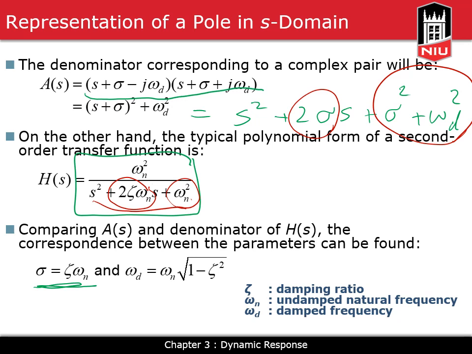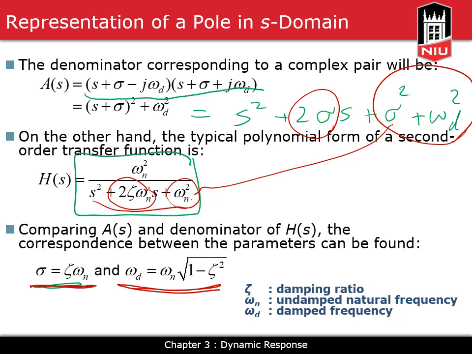In that case, if we compare 2 sigma with 2 zeta omega n, we will find the first equation here, sigma must be equal to zeta omega n. And compare these constants. Sigma squared plus omega d squared must be equal to omega n squared. That means omega d squared must be equal to omega n squared minus sigma squared. If we use that first equation in there as well, we can find omega d equals omega n times the square root of 1 minus sigma squared.